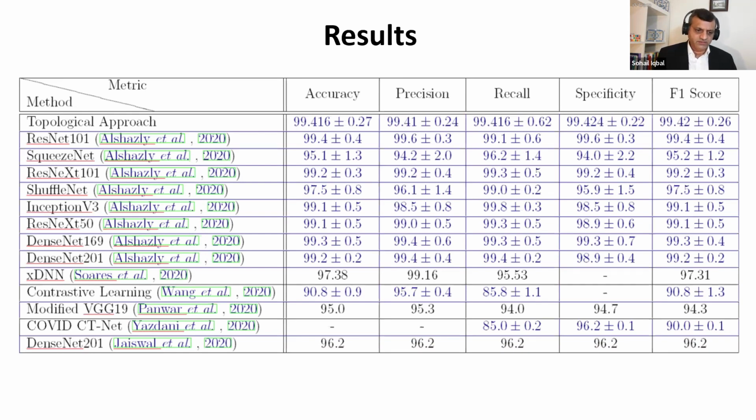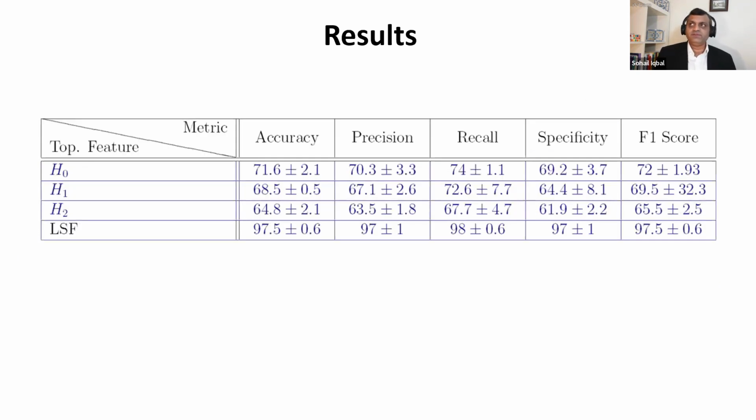Okay, and in the last stage, let's compare different features. For example, if I just consider H0, then here are the accuracy, precision, recall, specificity, and other F1 scores. And similarly, you can see that H1 is not performing very well, and H2 is also not performing very well.